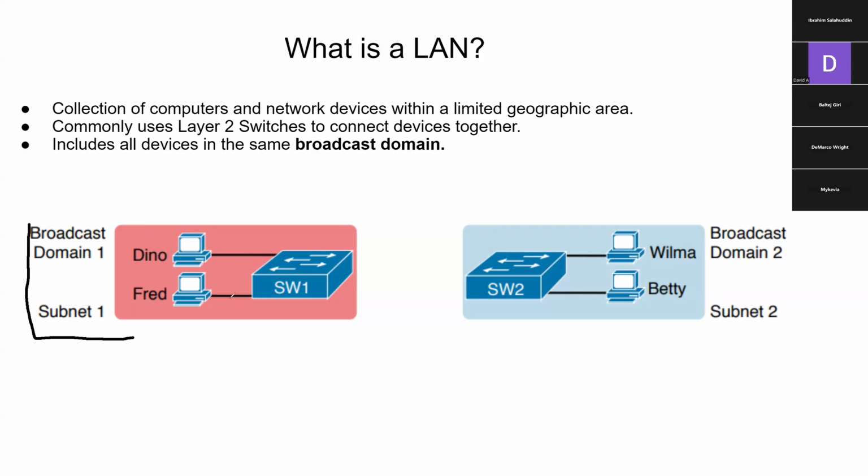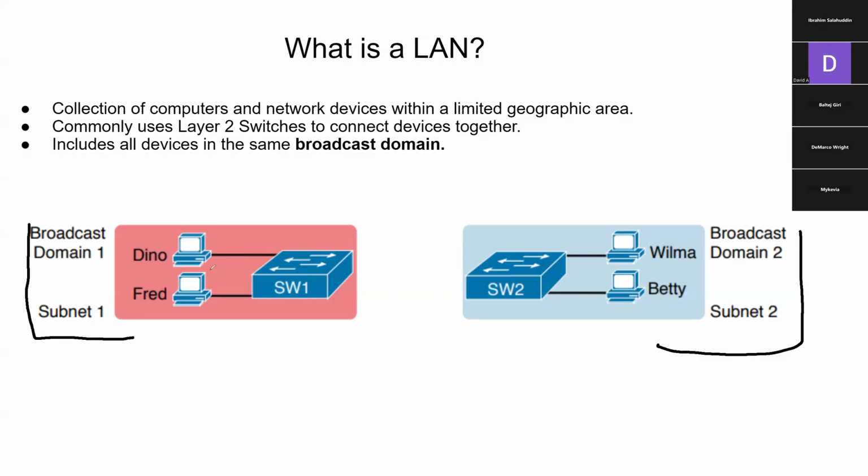broadcast domain one here. What's happening here is we have Dino and Fred that are connected to switch one. If we look at broadcast domain two, we have Wilma and Betty who are connected to switch two. Let's just say, for example, Dino wants to send out a broadcast message onto the network. By default, when a switch receives a broadcast message, it's going to forward it out all of its ports, right?